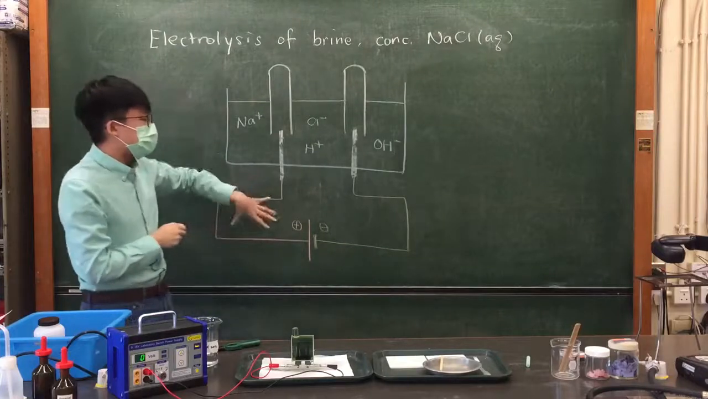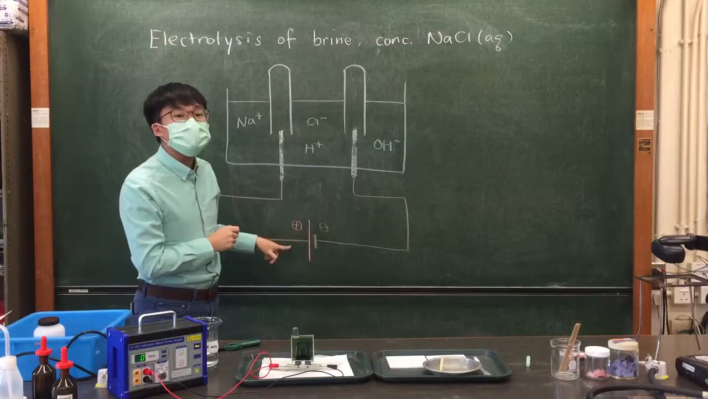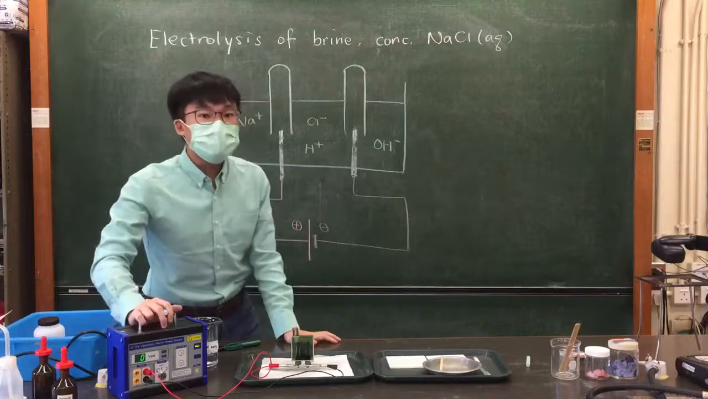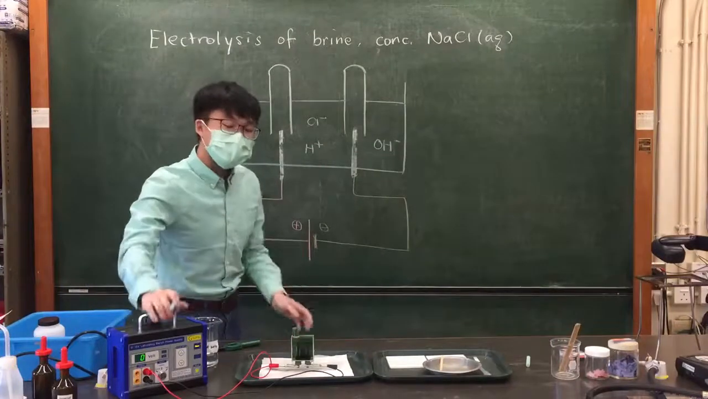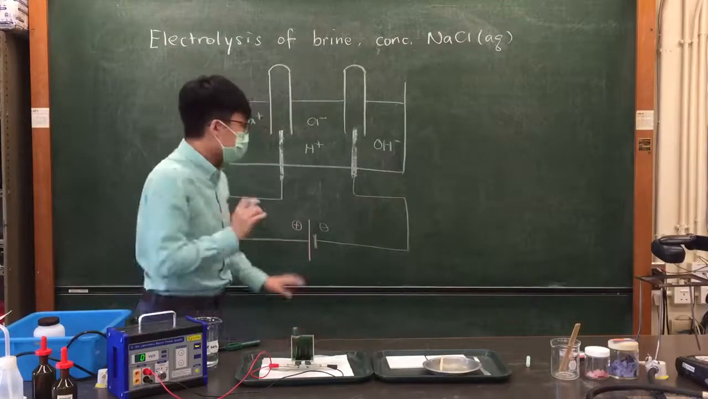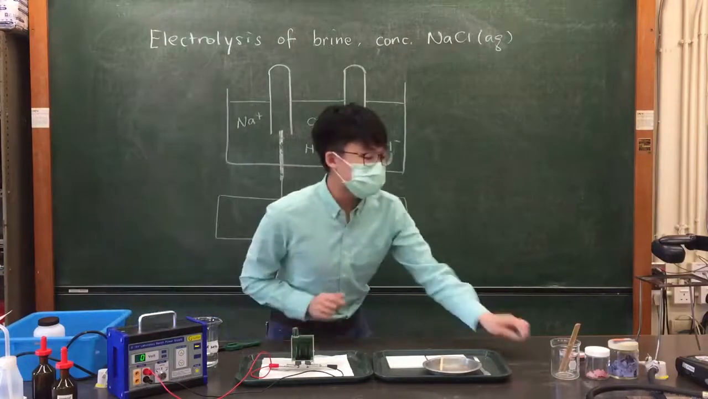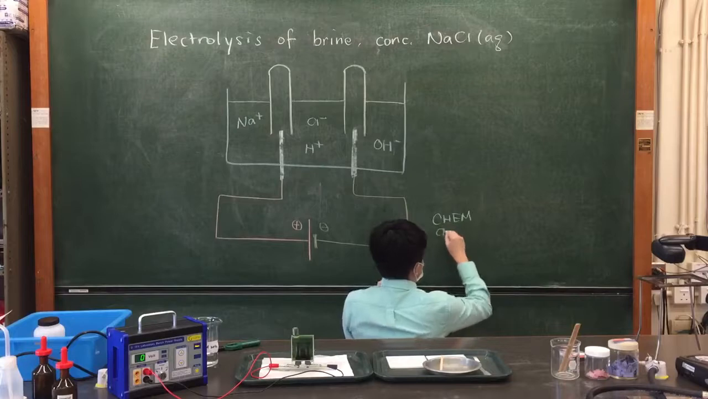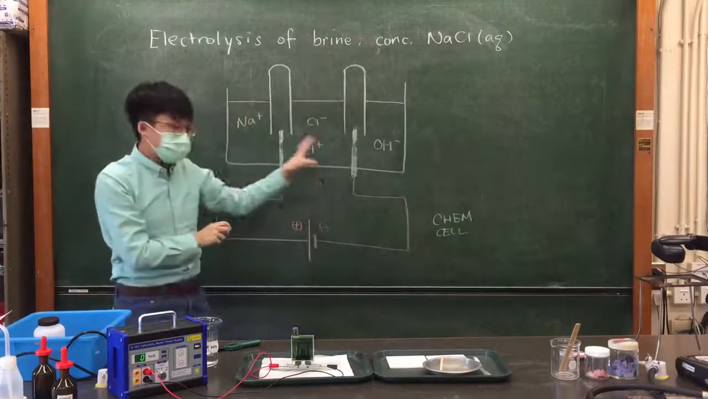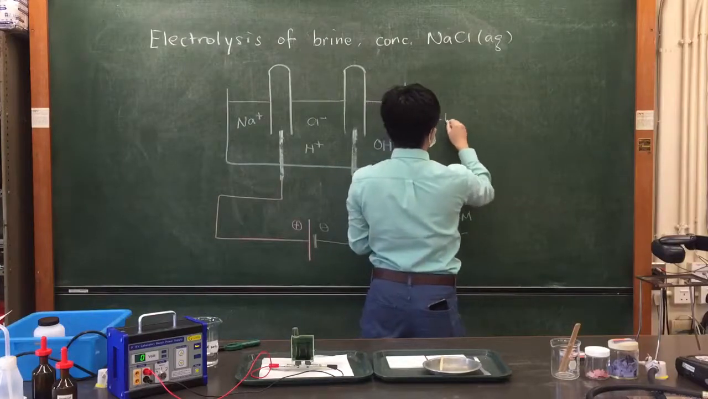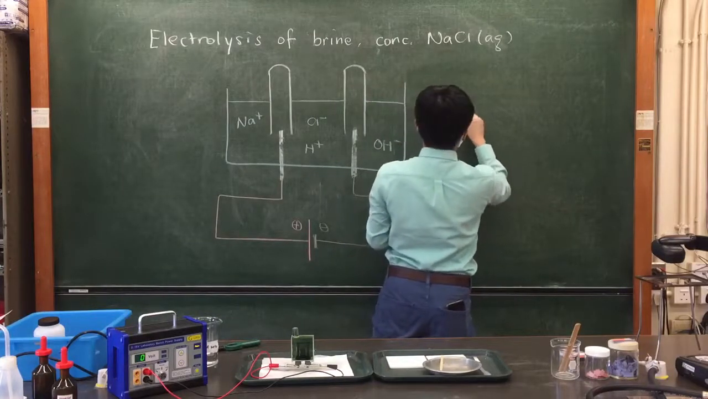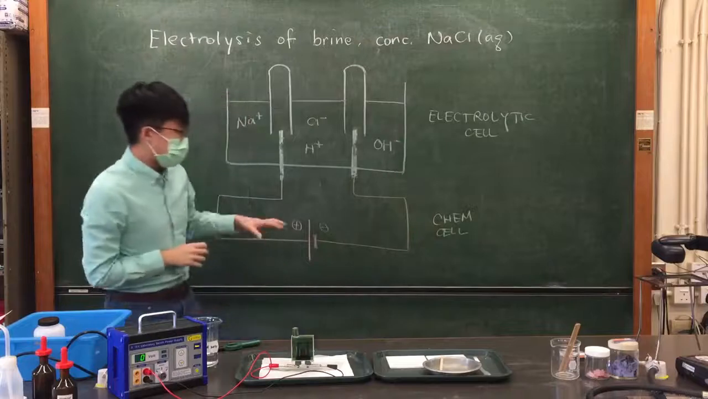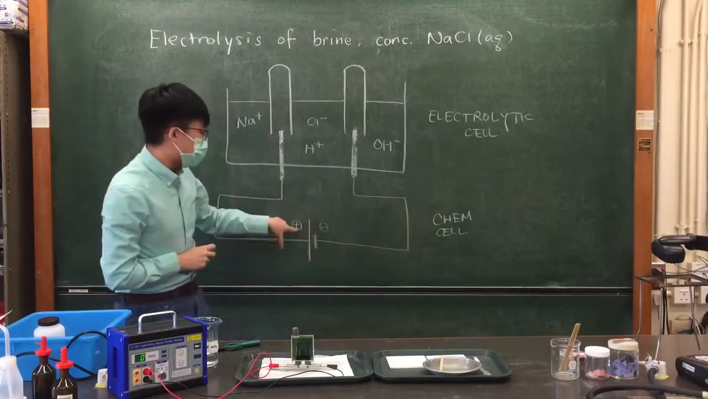And because we are connecting to a power supply, it should be a DC power supply, direct current. We have a direct current box here, which lets us control the voltage, and this setup is regarded as the chemical cell. Down below here, this part is the chemical cell. Let me write it here, the chemical cell. And the above part will be referred to as the electrolytic cell.